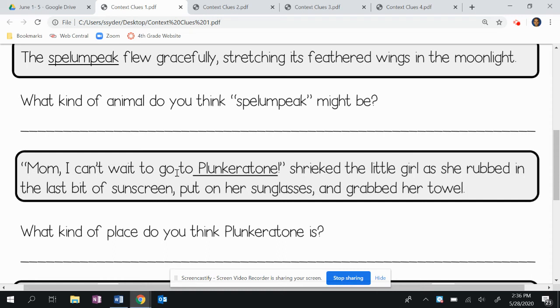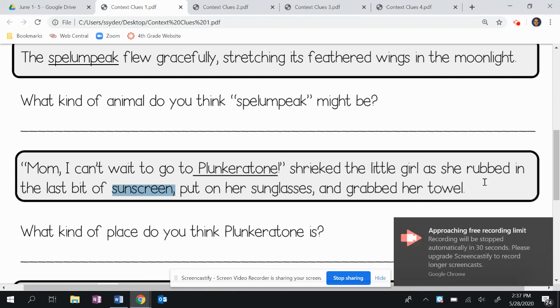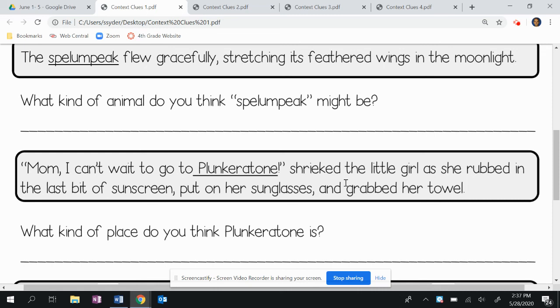So it says, Mom, I can't wait to go to Splunkertown, shrieked the little girl as she rubbed in the last little bit of sunscreen. Sunscreen, okay. So she needs sunscreen to go there. Put on her sunglasses. Okay, that's another clue. And grabbed her towel. Where do you go where you need a towel, sunglasses, and sunscreen? To me, I'm thinking it is either a beach or it is a water park. That's what I'm thinking here.